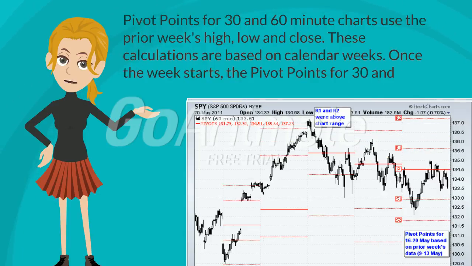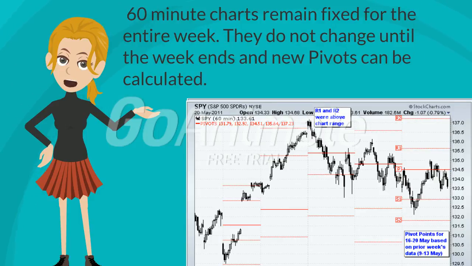Pivot points for 30 and 60-minute charts use the prior week's high, low and close. These calculations are based on calendar weeks. Once the week starts, the pivot points for 30 and 60-minute charts remain fixed for the entire week. They do not change until the week ends and new pivots can be calculated.